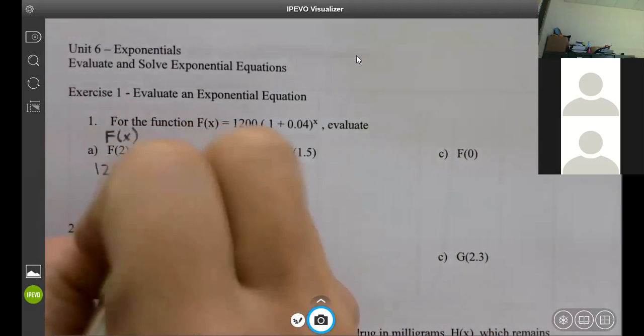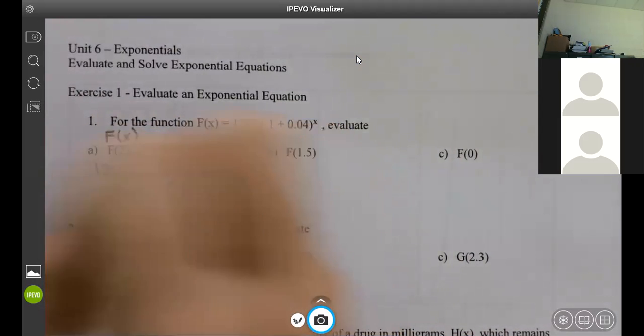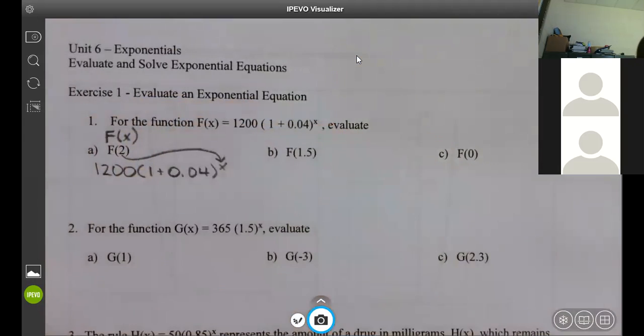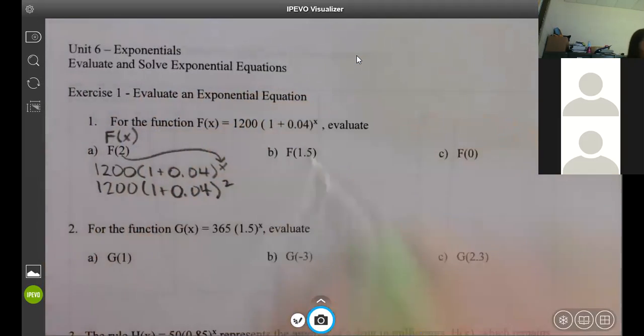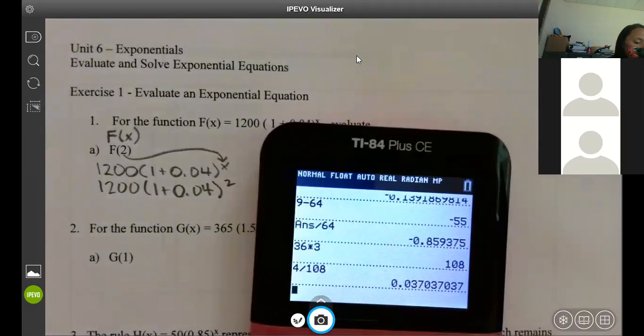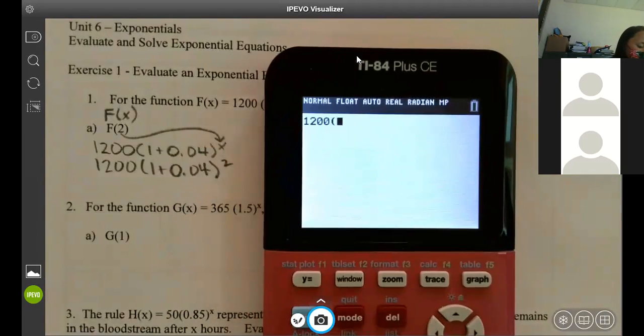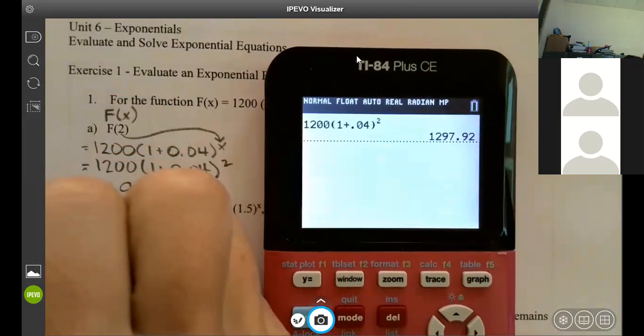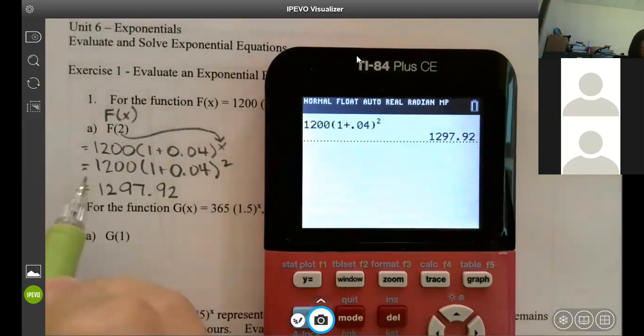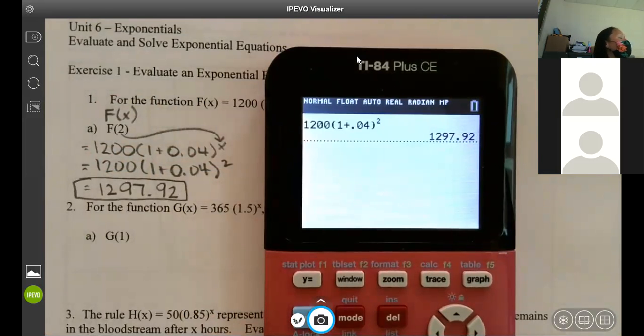So what that means is in the function 1200 times 1 plus 0.04 to the x, we're going to put in that 2. That's it. So 1200 times 1 plus 0.04 to the second. And then we get our calculator and we literally evaluate it. Type it in just like you see it, and we get 1297.92. Yeah, that's all. Okay, don't make it more complicated than what it is.